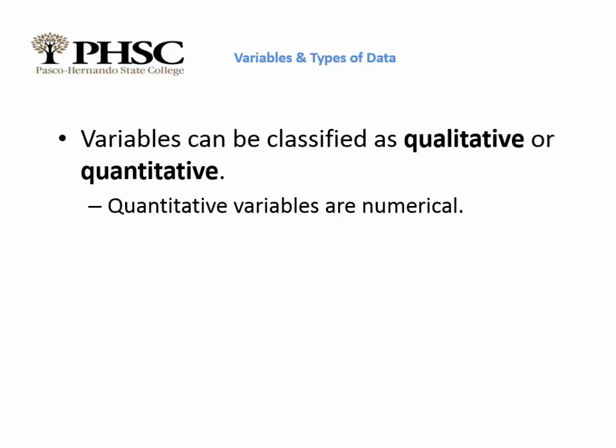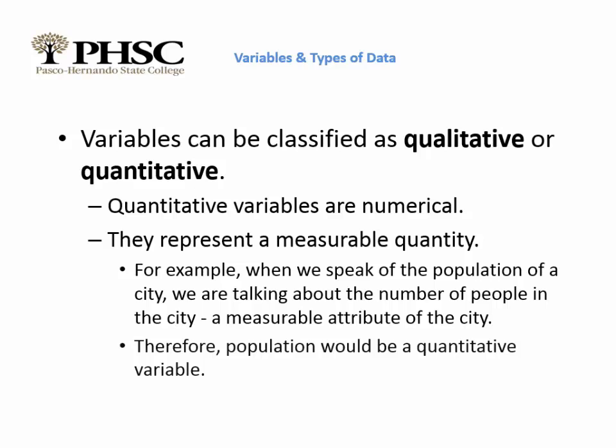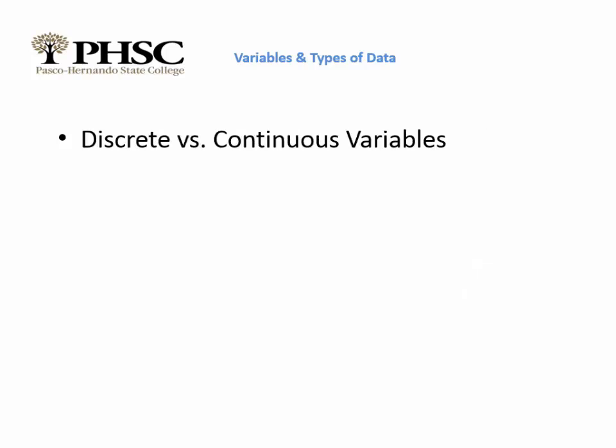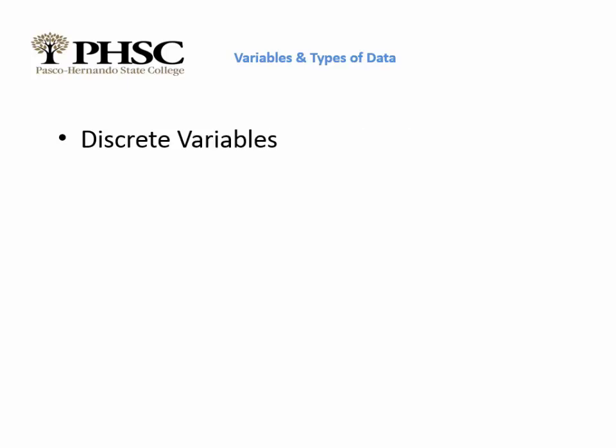Now, quantitative variables are what we call numerical, and they represent a measurable quantity. So when we speak of the population of a city, we're talking about the number of people in the city, and that's something that we can measure, that attribute of the city. Therefore, the number of people in the population would be a quantitative variable if we're talking about a city. Quantitative variables can be further broken up into discrete or continuous. Let's see what the difference between these two is.